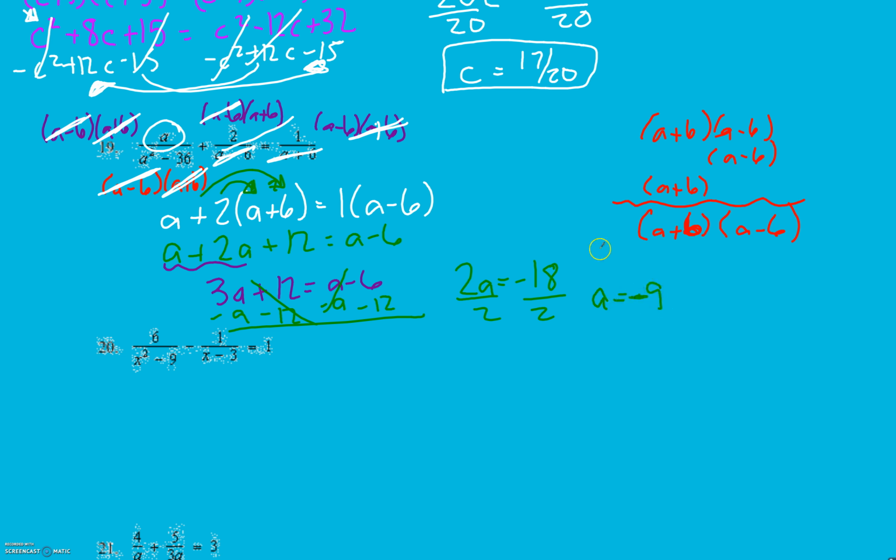If I plug negative 9 back in, it should work. My restrictions here are a cannot be negative 6 or 6. It's not an extraneous solution. And again, if I plug it back into all of my a's, it will simplify and both sides will be the same.